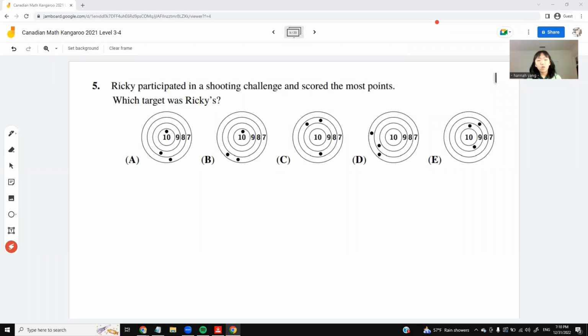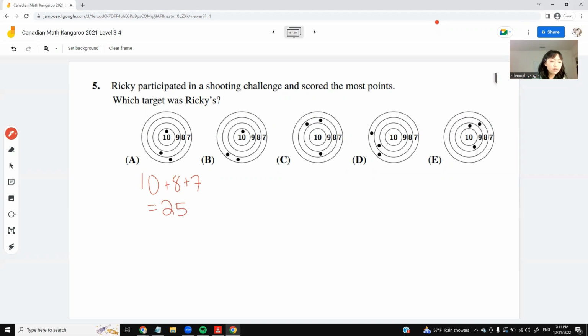Problem number 5. Ricky participated in a shooting challenge and scored the most points. Which target was Ricky's? Here we see, once again, we have 5 options, which are basically the shooting boards, and we can see where the shots landed. For A, we can see that this person scored 10 plus 8 plus 7 points, which equals 25.